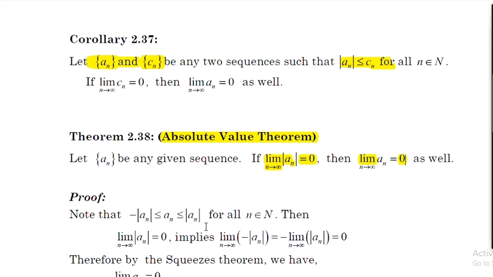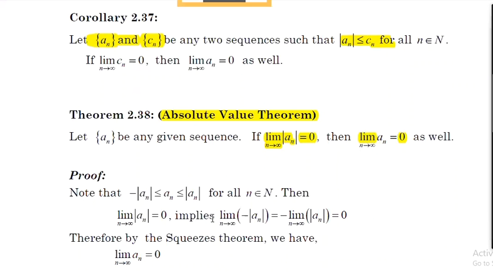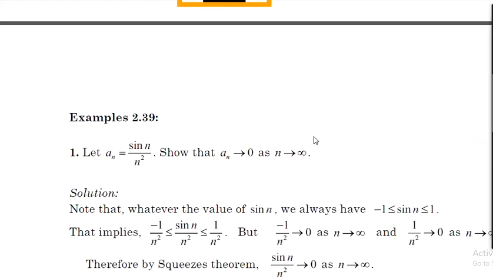So again, this is the concept that we require. We shall apply it to evaluate some examples. So it's telling us that if the limit of the absolute value of an is equal to 0, then the limit of an must be 0. Okay. All right. So we have a few examples that we want to evaluate.